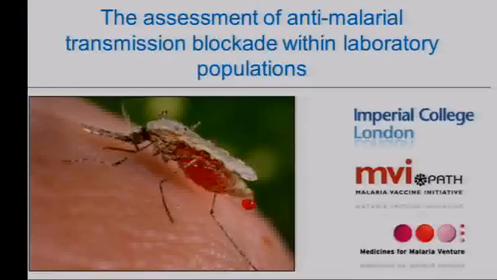Andrew is a research fellow at Imperial College London, and he's going to talk to you about a laboratory model for assessing impacts on transmission and how that model can be used when developing a TBV. Good morning, and thanks for inviting me.